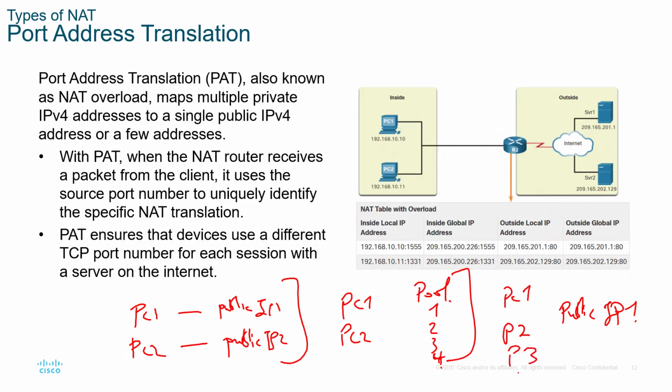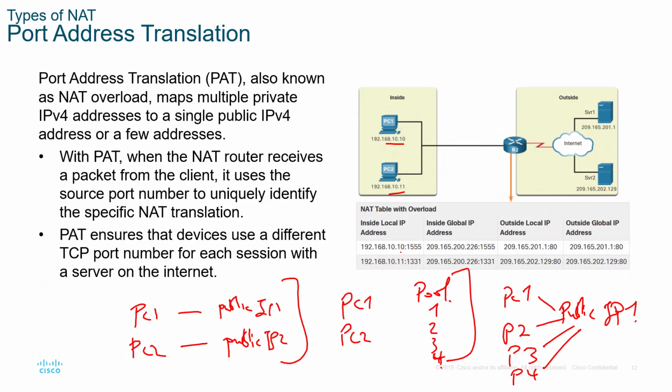All these devices use this one public IP address. So what separates sessions is now the TCP or the UDP port numbers. In this example, you can see these two devices are trying to communicate with, I think, one of these servers or both of them.